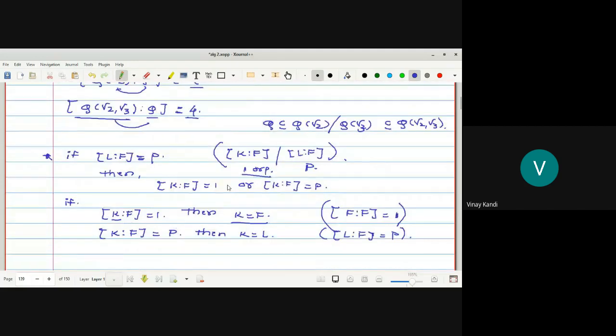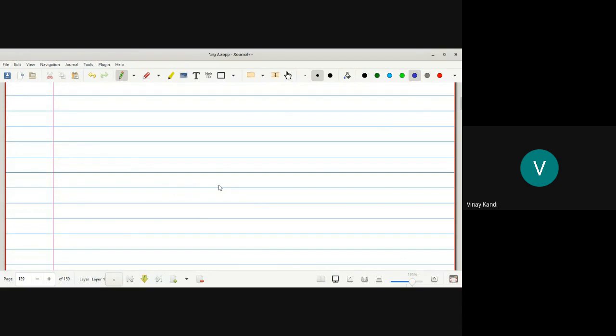Now the next point is field adjunction. What is the meaning of field adjunction? Suppose this F is the field, and K is an extension of F, bigger. If you take an element a and join it to F, we write F of a.